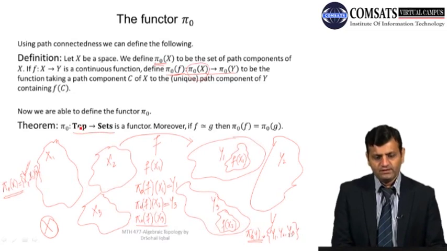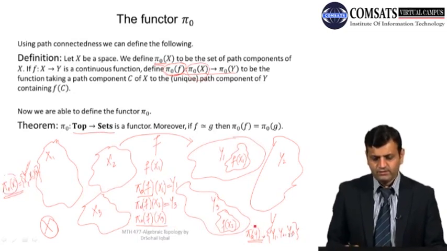So in the category Top, the morphisms are continuous functions. So we have already seen how to define pi naught of f, if f is a morphism between two topological spaces. How we define pi naught of f, we have already seen, and it is just a map from the set pi naught of X to the set pi naught of Y.